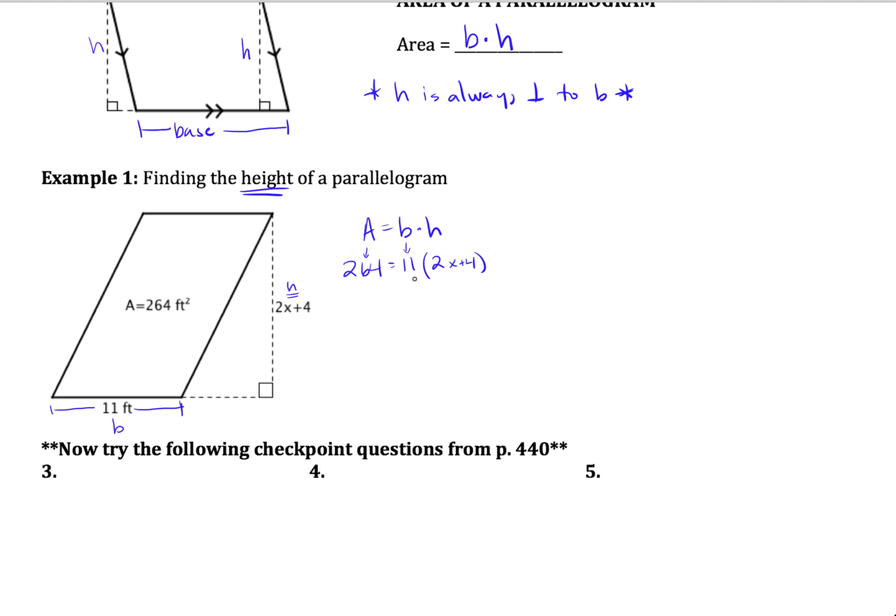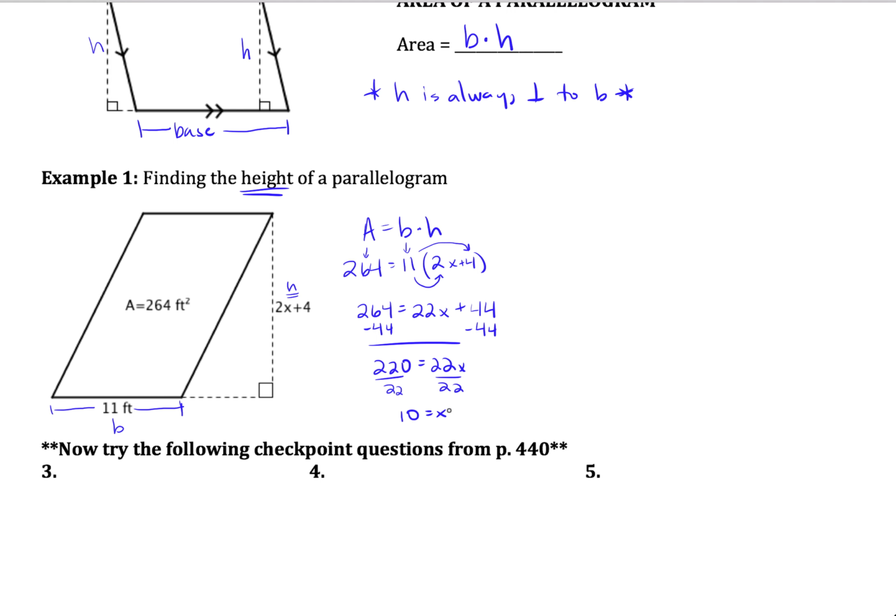The way I'm going to do this is I'm going to distribute this 11 into this parentheses. So I'm going to have 264 equals 11 times 2x, which will give me 22x, plus 11 times 4, which will give me 44. Now I know I need to subtract the 44 from both sides. So now I have 220 equals 22x. And then I'm going to divide both sides by 22. And that tells me that 10 is the value of x.